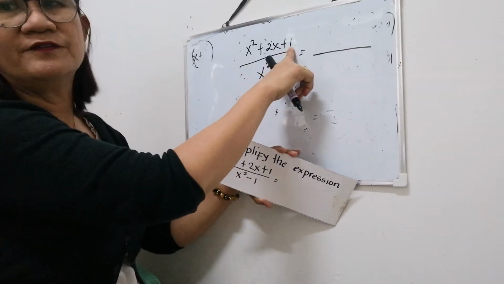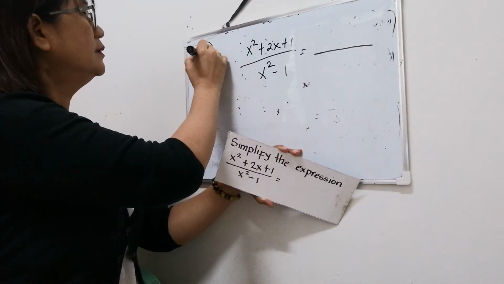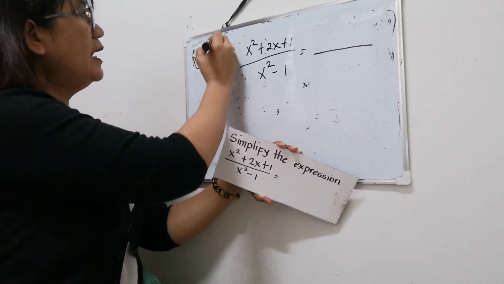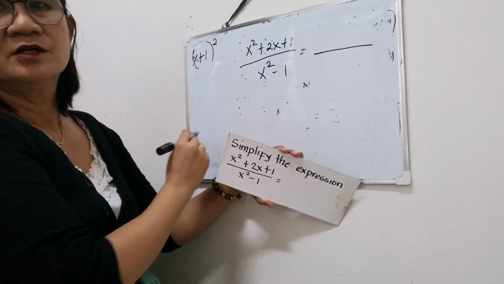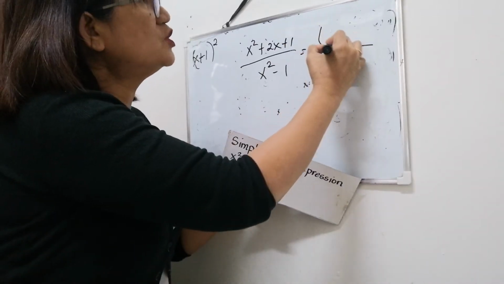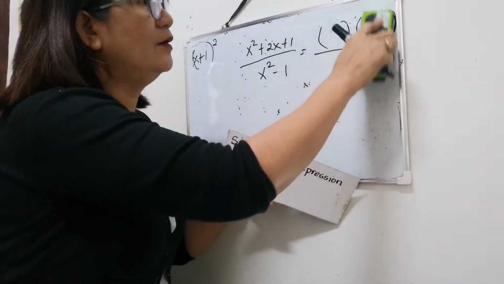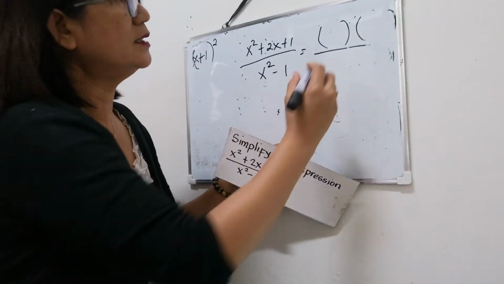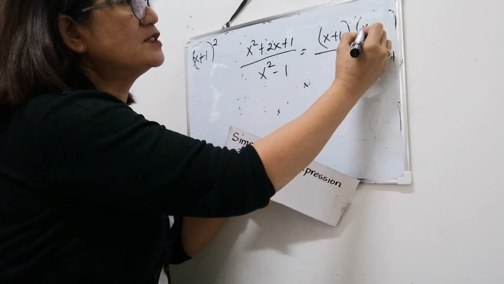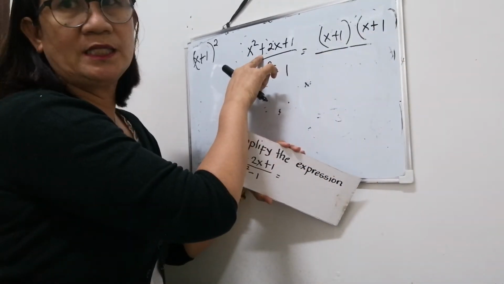Tapos, get the square root of the last term, 1. The square root of 1 is 1. Okay? We are going to use the plus sign. Then, lalagyan natin siya ng squared. So, our answer is the quantity x plus 1 squared. Or, pwede nyo siyang isulat ng ganito, parang dalawang beses mo siyang ipakita, kung naalala nyo yung lesson natin nakaraan. So, it will be x plus 1 times x plus 1. If you multiply this, lalabas ulit ito.